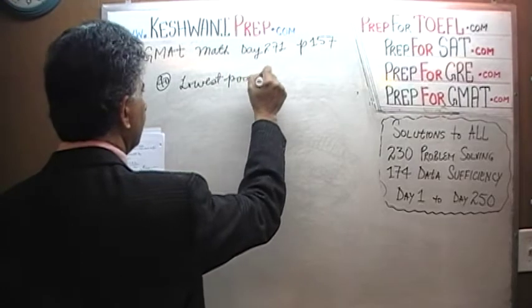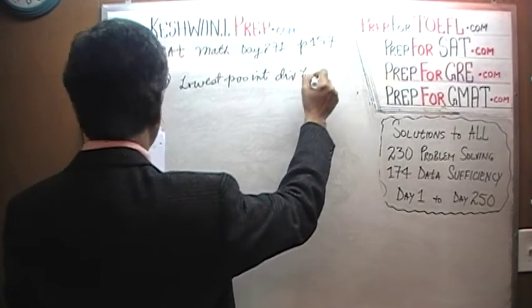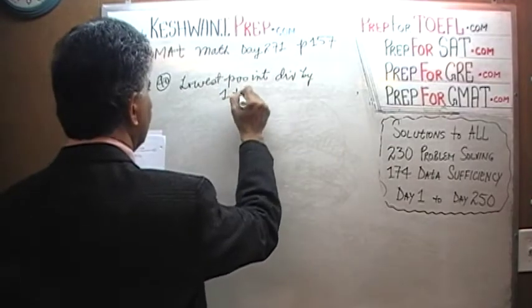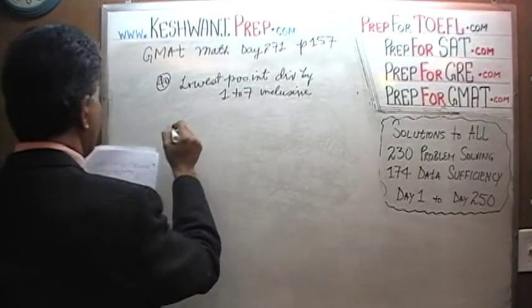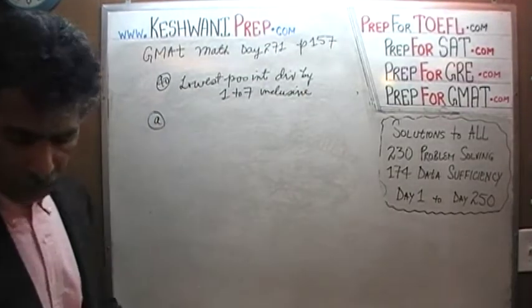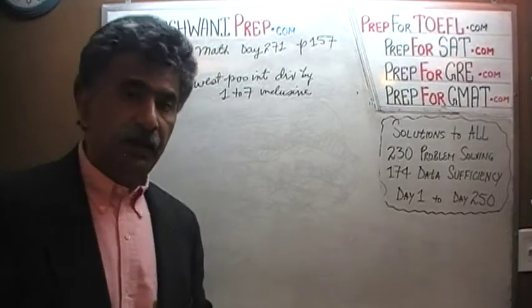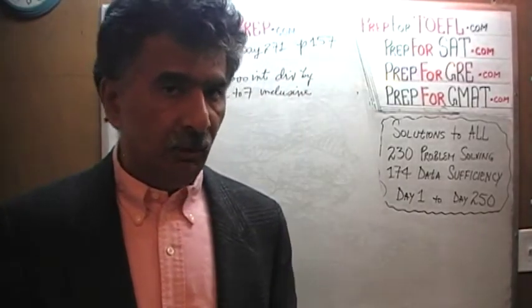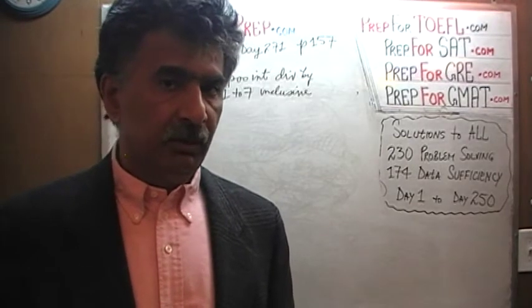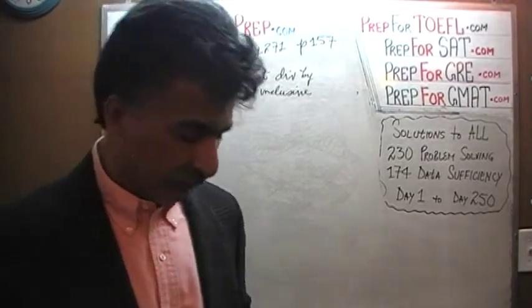Lowest possible integer divisible by 1 to 7 inclusive. 1 through 7 inclusive. We are given 5 answer choices, and our job is to find among the 5 numbers that are given to us the lowest possible number that is divisible by all the integers 1 through 7 inclusive. Let's find out, shall we?